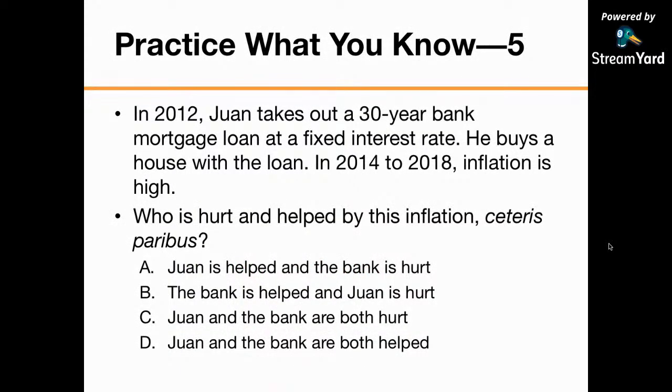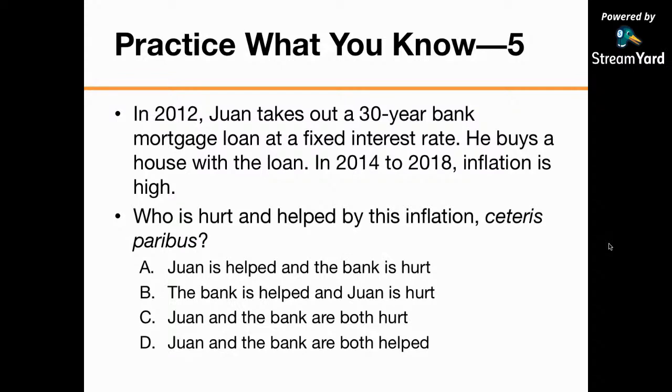Here's a practice what you know. In 2012, one takes out a 30-year bank mortgage loan with a fixed interest rate. Fixed interest rate means that the interest rate is not changing as the loan goes on. So in 2014 to 2018, inflation is very high. Who is helped and who is hurt by an unexpected increase in inflation?